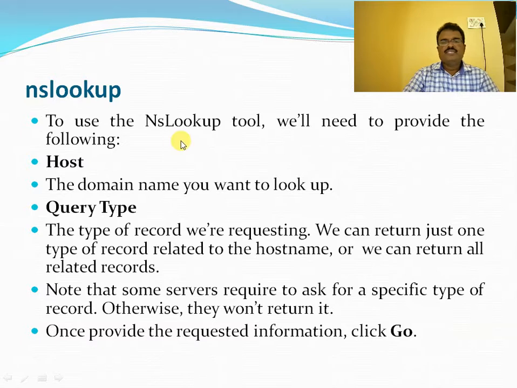To use the NS lookup tool, we will need to provide the following. You have to provide the host, the domain you want to look up, and the query type. The type of the record we are requesting: we can return just one type of record related to the host name, or we can return all the records. Note that some servers require you to ask for a specific type of record, otherwise they won't return it. Once you provide the required information, click go.